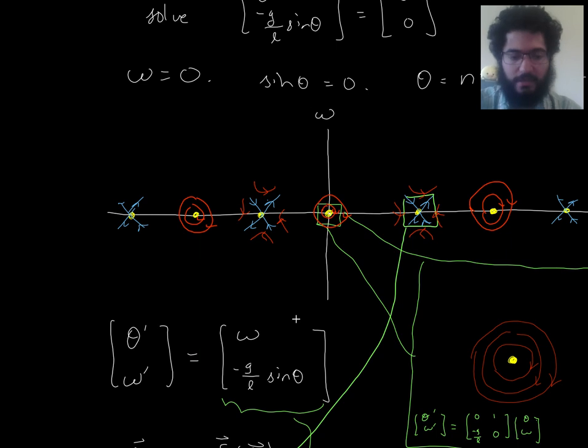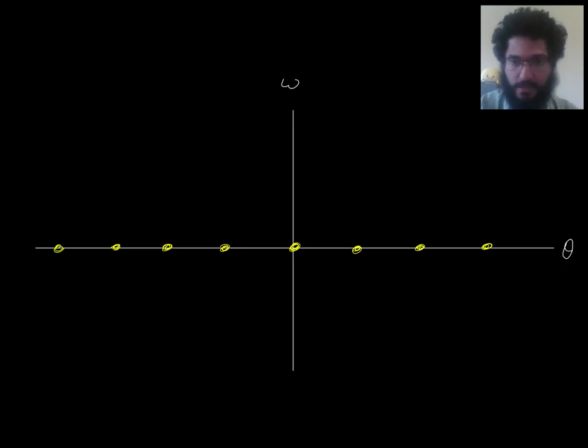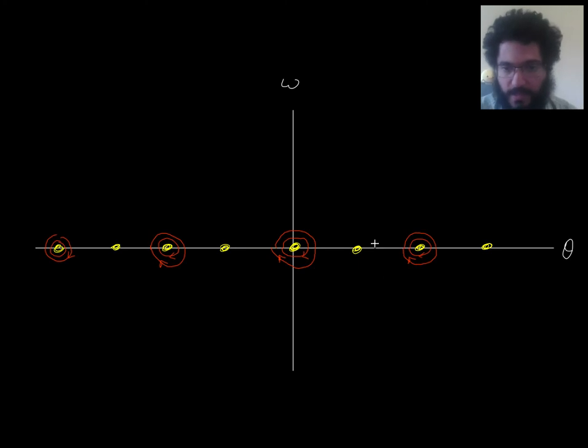Okay, let's try to make a cleaner version of this. Okay, here's my cleaned up phase plane with all the equilibria. So all omega equals 0, theta equals 0, theta equals pi, theta equals 2 pi. And here are the local pictures that we figured out that work when you zoom in on these equilibria that correspond to the pendulum hanging down.